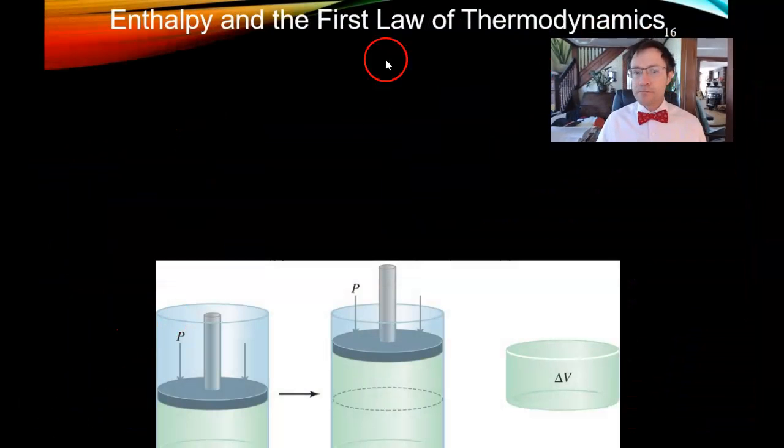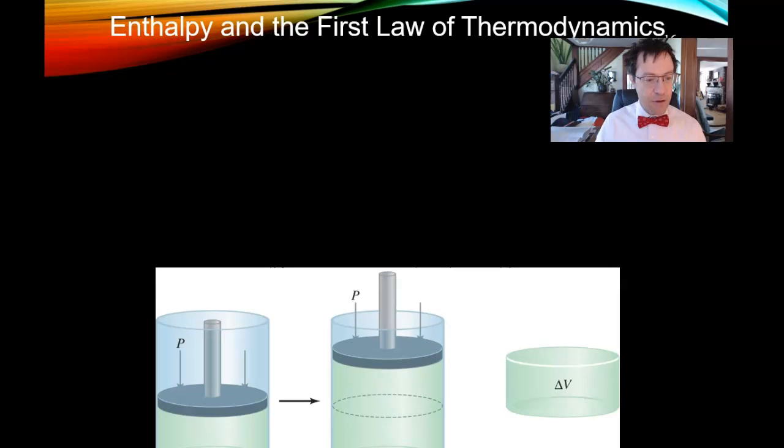All right, so enthalpy and the first law of thermodynamics. Let's see if I can make this thing happen here today. Nope. No guarantees. All right.